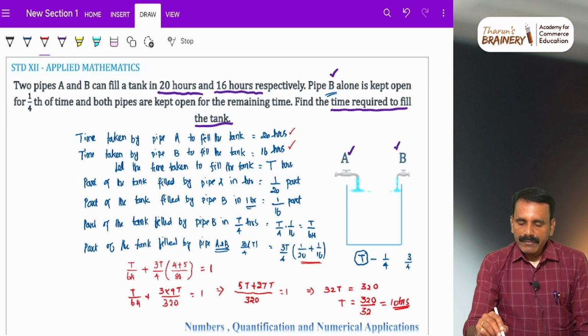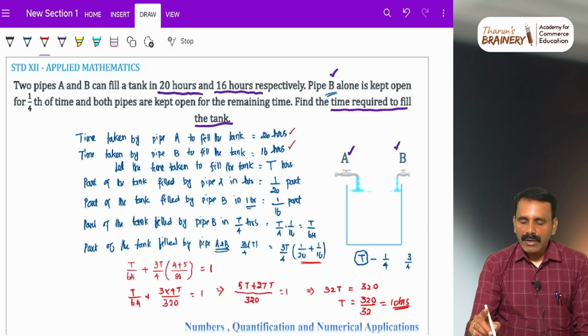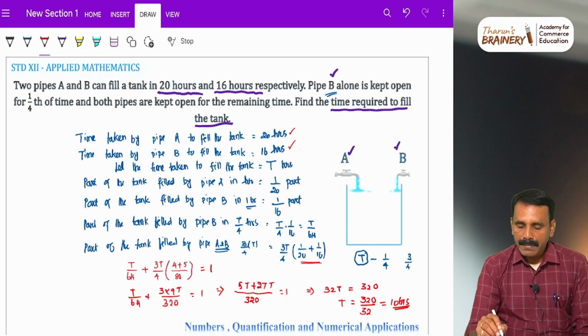So the part of the tank filled by pipe A in 1 hour will be 1/20 part. Part of the tank filled by pipe B in 1 hour will be 1/16 part. So in 1 hour, the total part filled by A and B will be 9/80. When you take the LCM and simplify, you will get the expression (4 + 5)/80, which is nothing but 9/80.